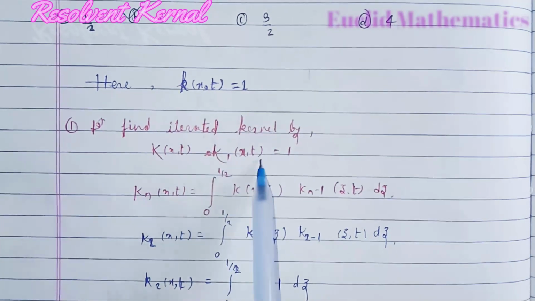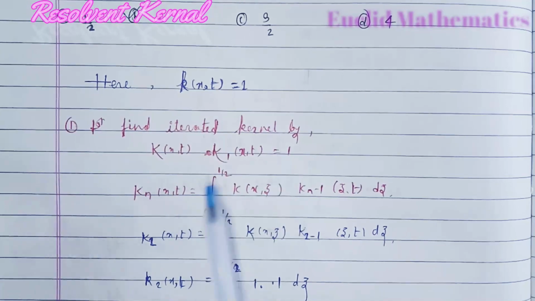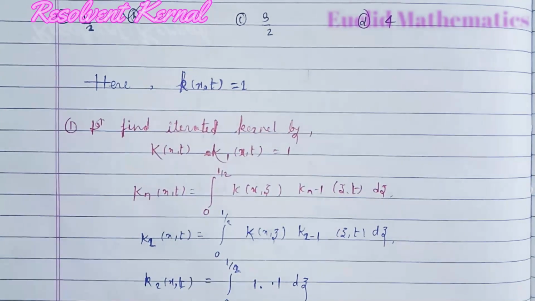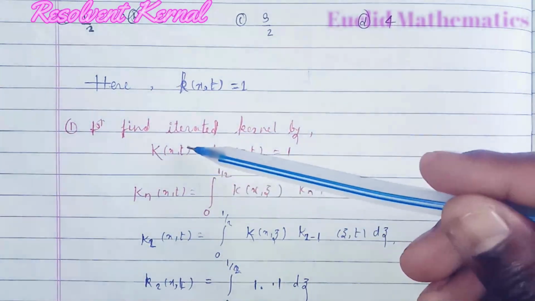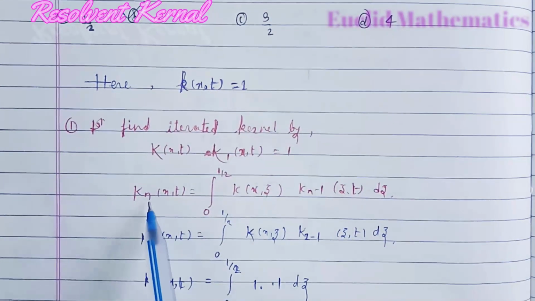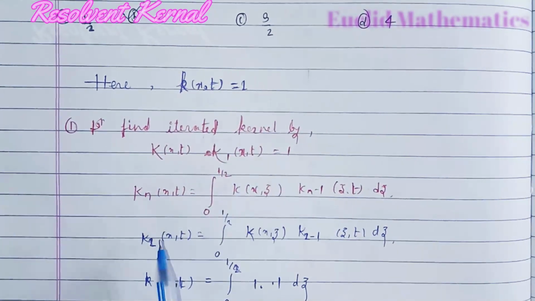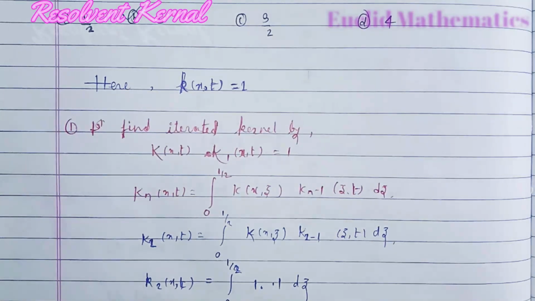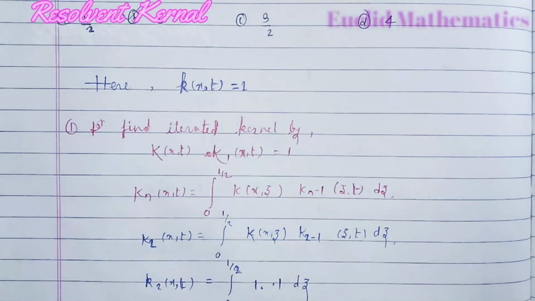So K(x,t) is equal to K1(x,t), which is 1. Now we want Kn(x,t). That means we have to find out how Kn(x,t) looks as n gets bigger and bigger. When K1(x,t) is 1, how do K2(x,t), K3(x,t), K4(x,t), until Kn(x,t) look? We just have to find how the nth term looks. Then it is easier to get the resolvent kernel.